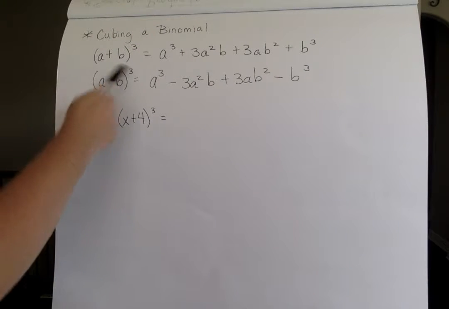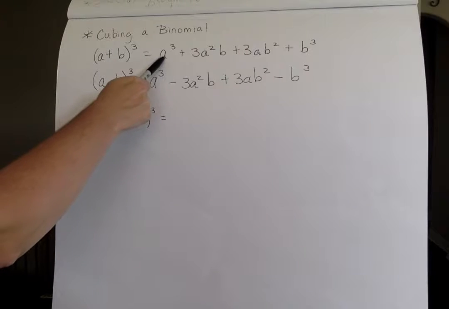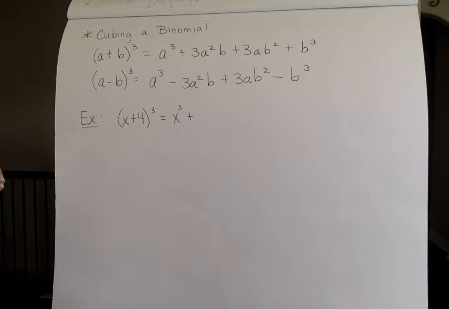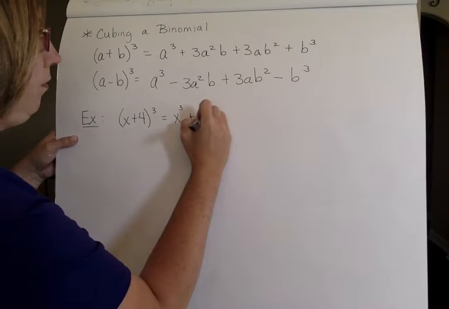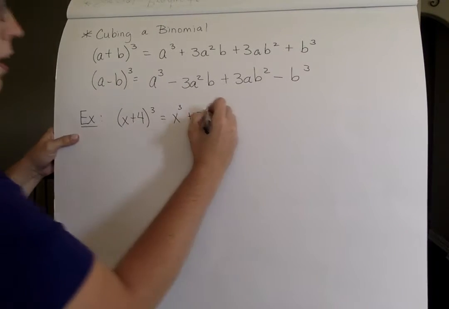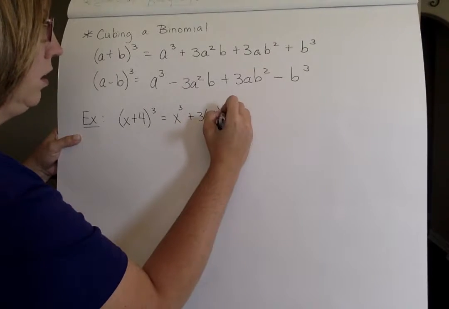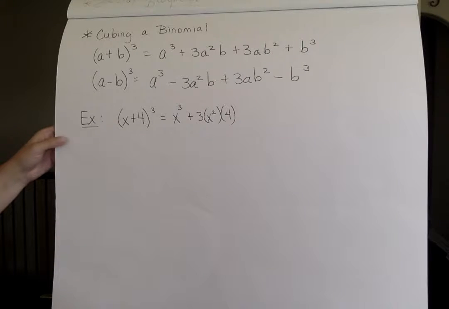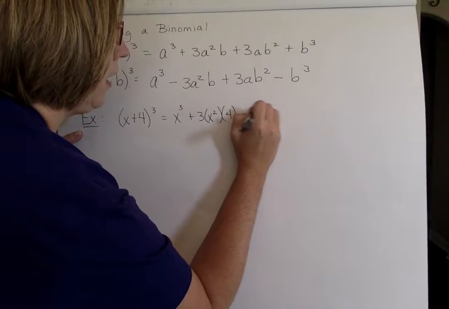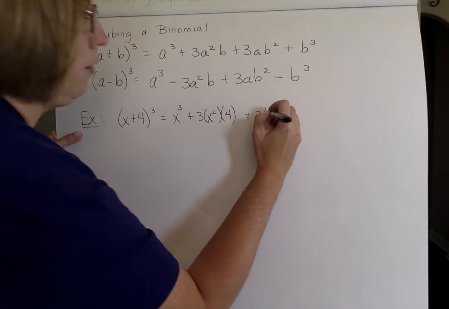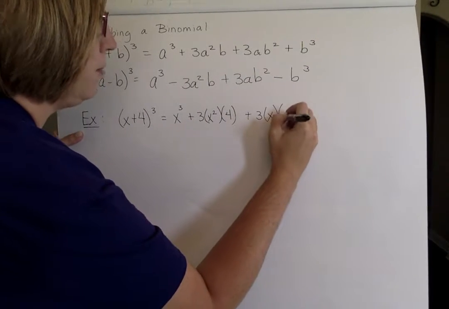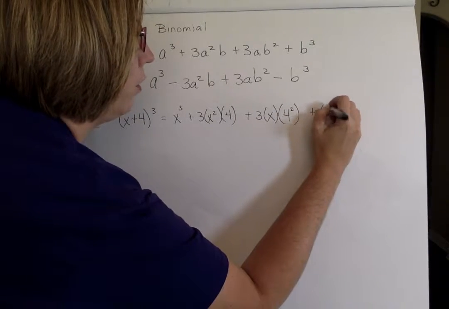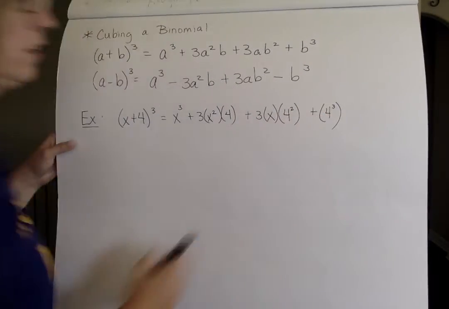So here, instead of a and b, I have x and 4. I want the first thing cubed, so that's going to be x cubed. That's going to be the easy part. Next, we have 3 times the first thing squared, so in our case, x squared, times b, in our case, that's a 4. Then we have plus 3 times a, which in our case is x, times b squared, or in our case 4 squared, plus 4 cubed. That's our b cubed.